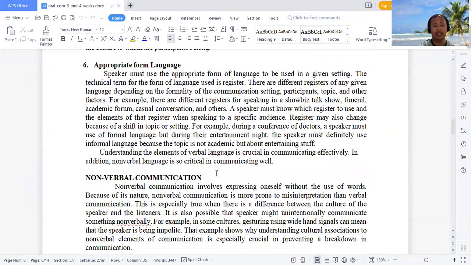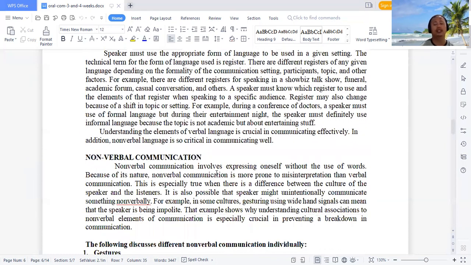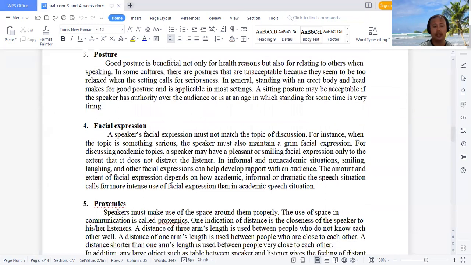Okay, so next here is nonverbal communication. As I've said earlier, gestures, your hand gestures, and your facial expressions are examples of nonverbal communication. That is why you should be careful with your talk, careful with your look, with your smile. All right, it tells a lot.